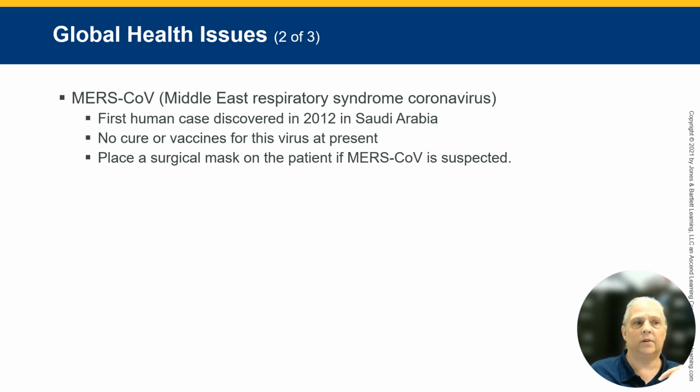And we have MERS, Middle East Respiratory Syndrome coronavirus. First human case was in 2012 in Saudi Arabia. Most of the infections in humans are found in the Middle East. There have been some cases in Europe and the United States, however. If you suspect it, you're going to put a surgical mask on the patient. You're going to let the hospital know that you suspect that you're bringing in a MERS.